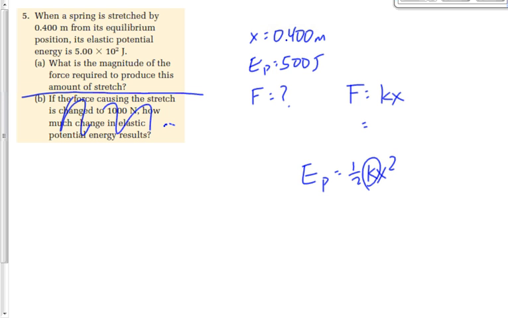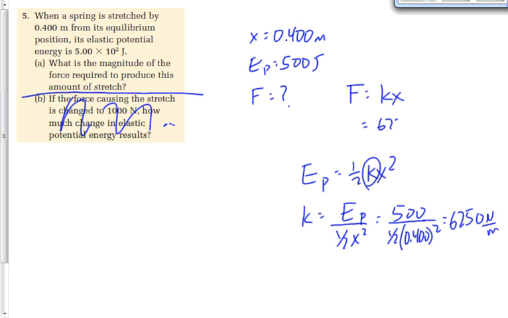So let's take the half over by dividing, the x squared over by dividing. K becomes equal to EP over 1/2 x squared. Or you could have said 2 EP over x squared, either one. We get 500 divided by 1/2 of 0.400 squared. 6,250 is our spring constant, which we're going to plug into here.